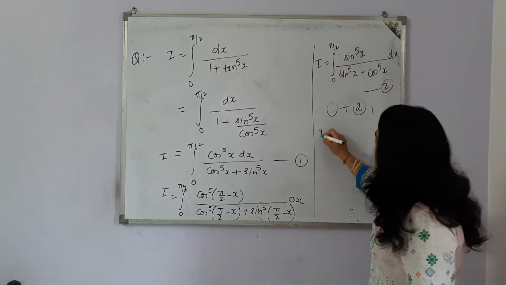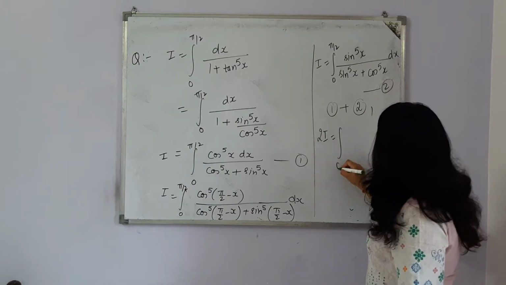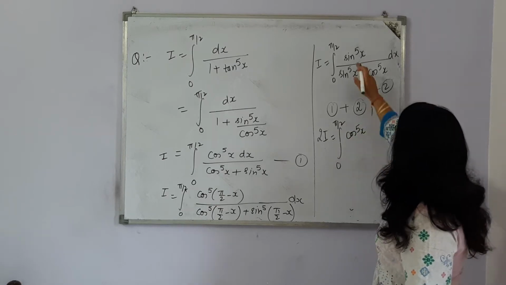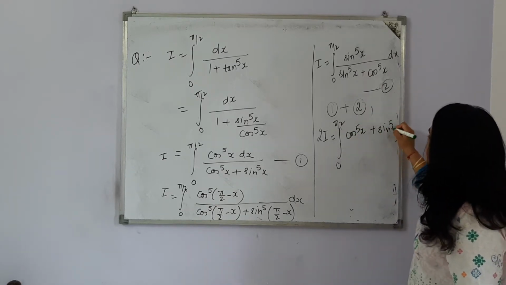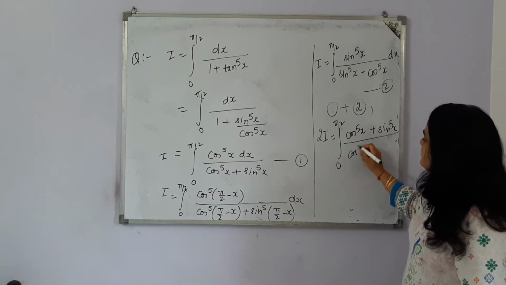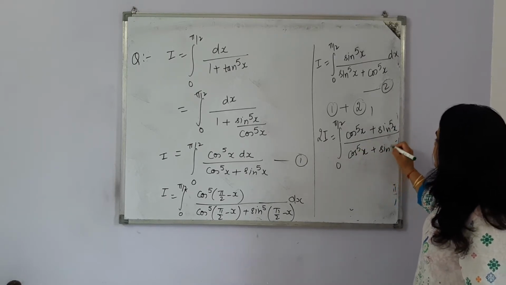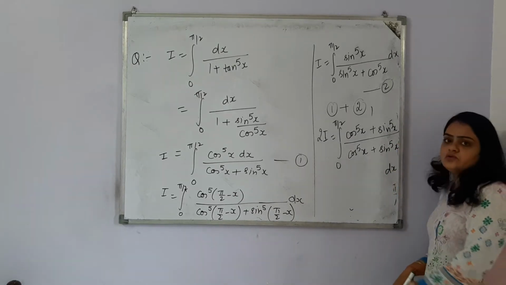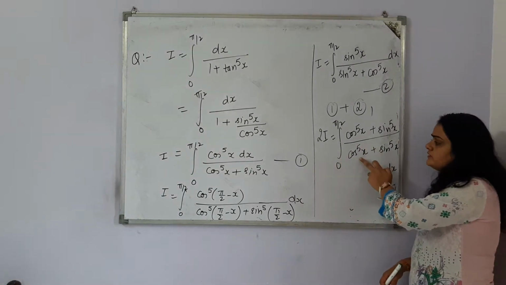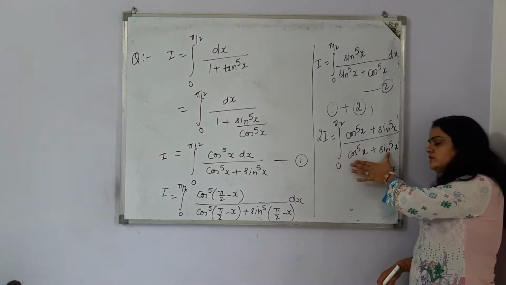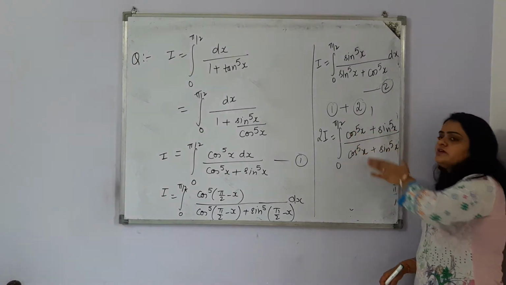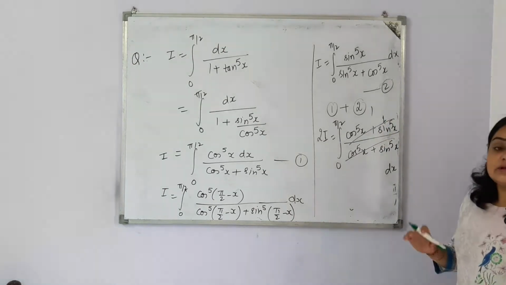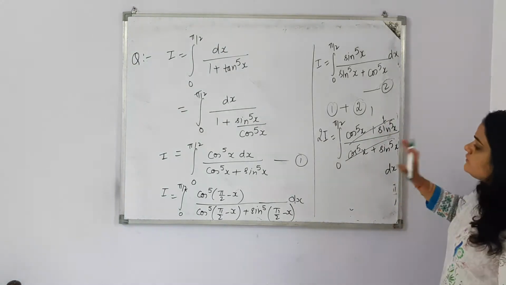If we are going to add the two equations, then we are getting 2I is equals to, limits are same, cos 5x, and here we are having sin 5x, whole upon denominator is same, and with respect to x we are doing the integration. So denominator function and numerator function are same, we can cut and its answer is 1. So it's quite easy with the help of this property.